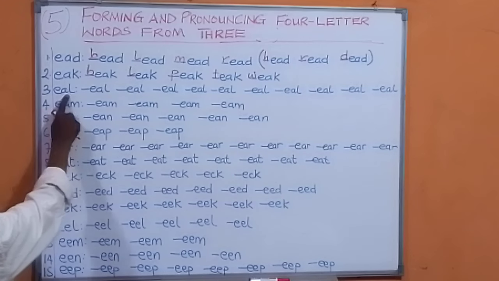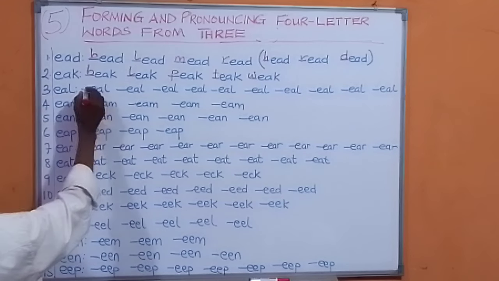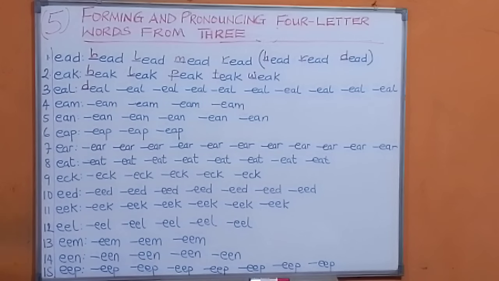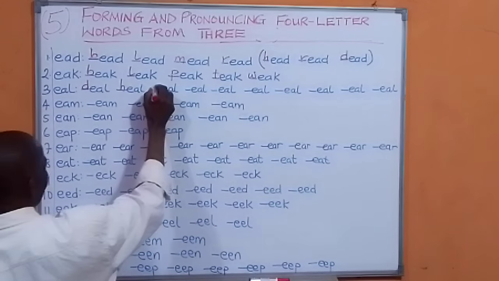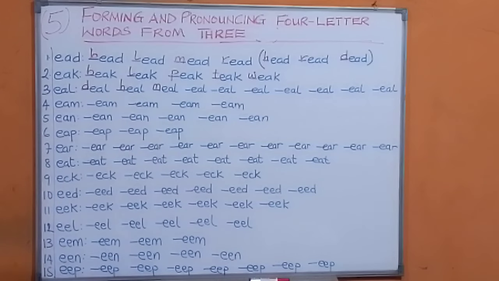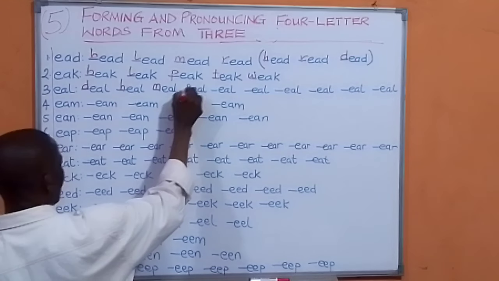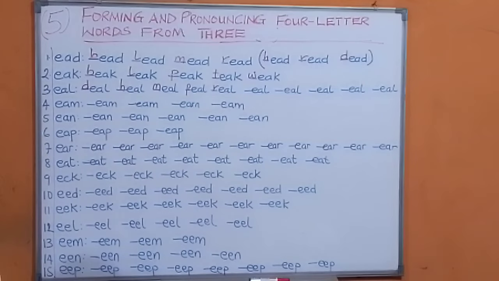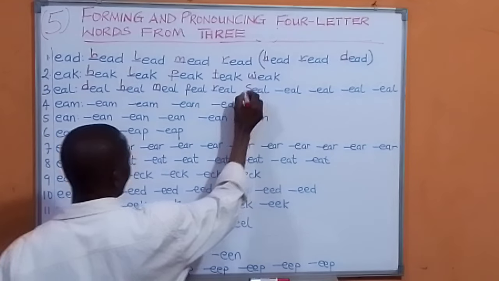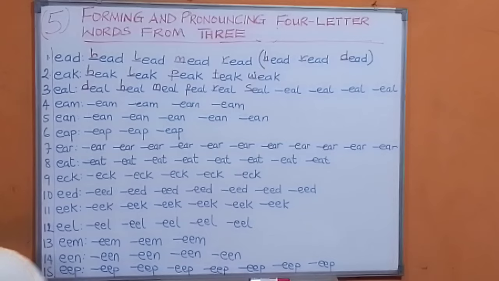Let's go to number three, "eal". Let's put D, you have deal. Let's put H, heel. Let's put M there, it will be meal. Let's put P, we have peel. Let's put R there, we have real. Let's put S, we are going to have seal.